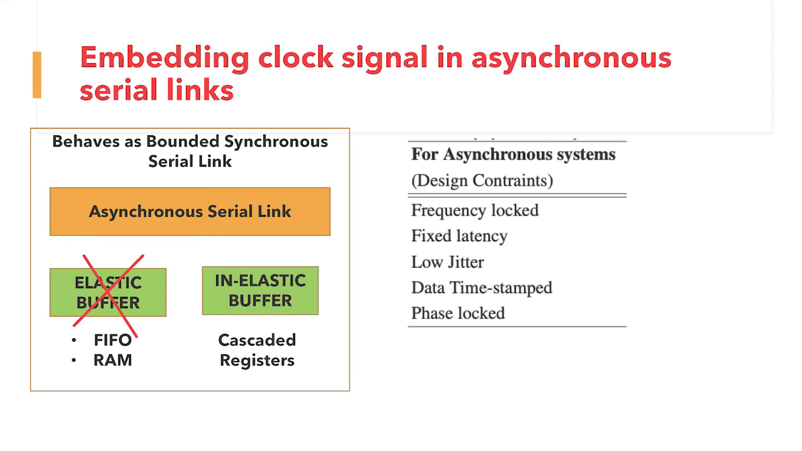What is an elastic buffer? An elastic buffer is like a FIFO, first in, first out. Then there is RAM, random access memory, and dual port RAM. I'm not going into the different types of buffer. These architectures are used when you go for clock domain crossing. For example, you are at 100 megahertz and you are crossing to another clock domain running at 101 megahertz. In that case, you use something called an elastic buffer, FIFO or dual port RAM.